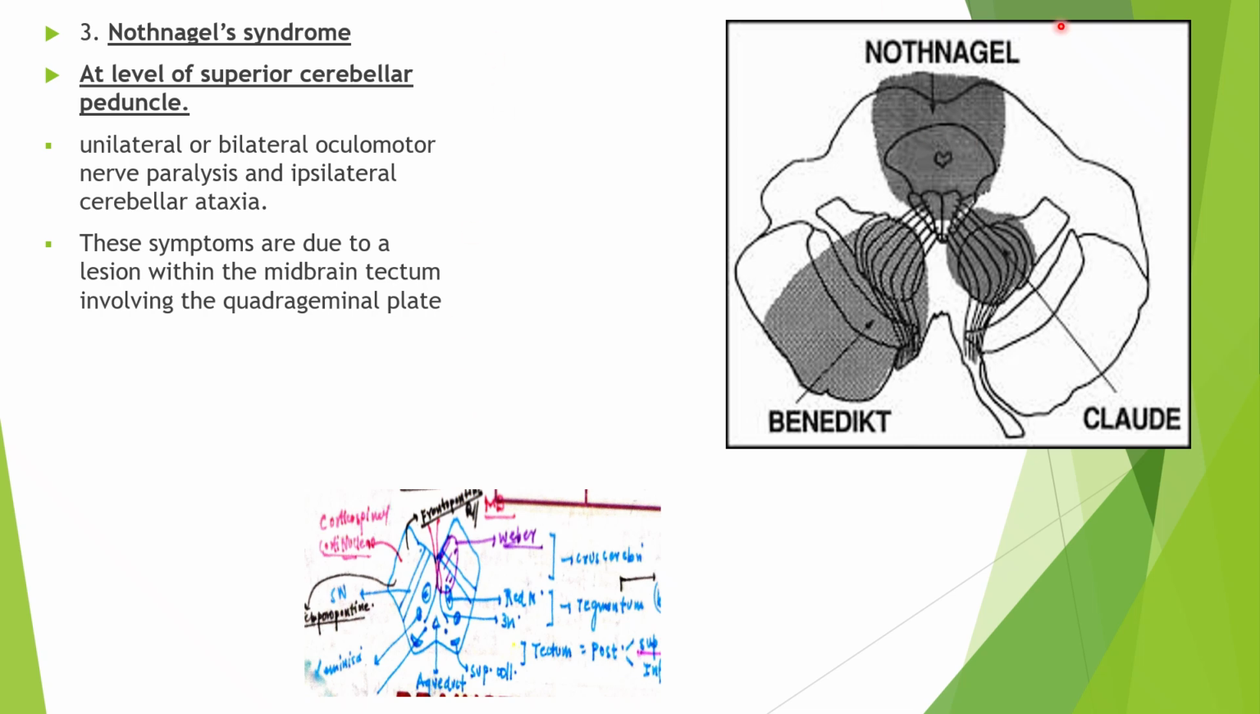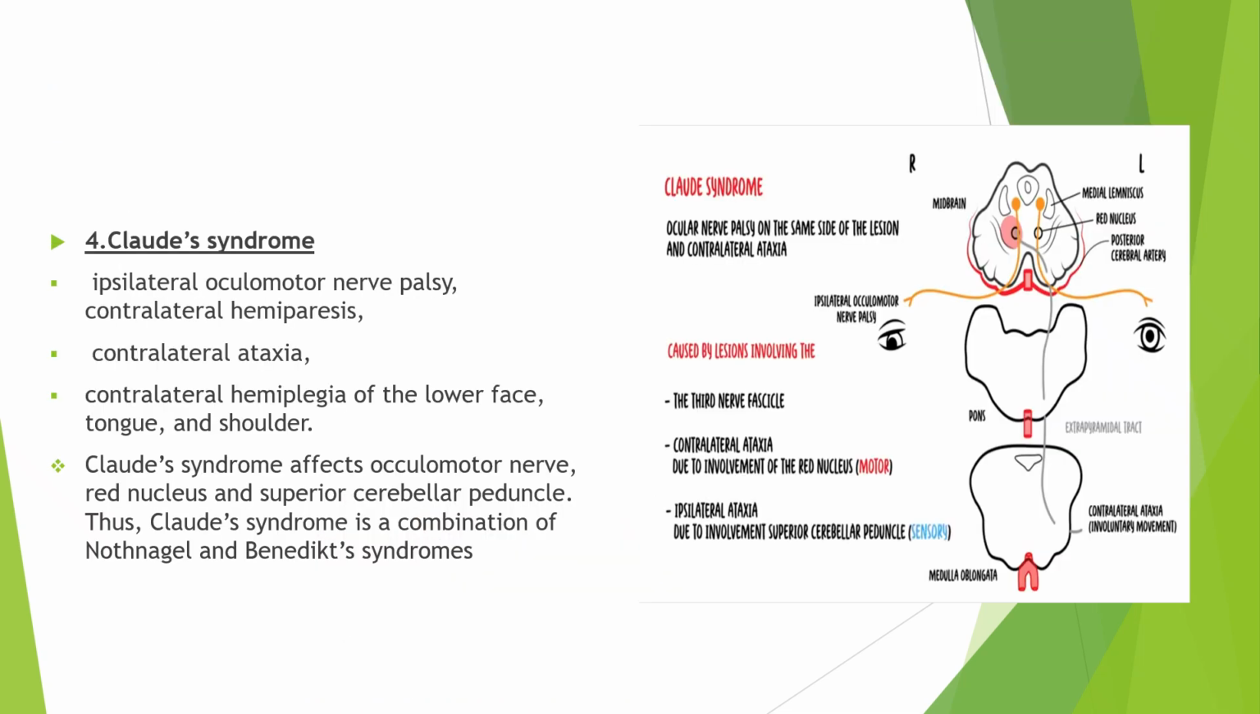And Nothnagel syndrome, which is at the level of the superior cerebellar peduncle. So there will be unilateral or bilateral oculomotor nerve paralysis and ipsilateral cerebellar ataxia. These are due to lesions within the midbrain tectum involving the quadrigeminal plate. Then there will be Claude syndrome. In this, there is ipsilateral oculomotor nerve palsy and contralateral hemiparesis. So Claude syndrome is a combination of both the Nothnagel and Benedikt syndrome. It affects the oculomotor nerve, red nucleus, and the superior cerebellar peduncle. So there will be contralateral ataxia due to involvement of the red nucleus, ipsilateral ataxia due to involvement of the superior cerebellar peduncle, and the third nerve palsy.